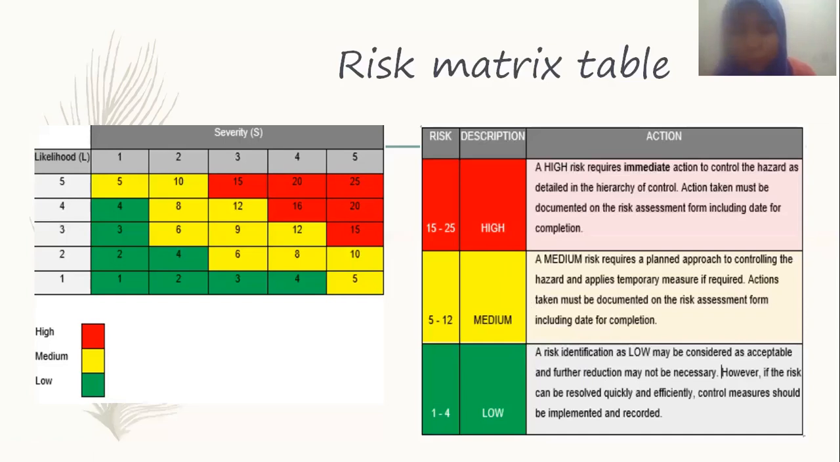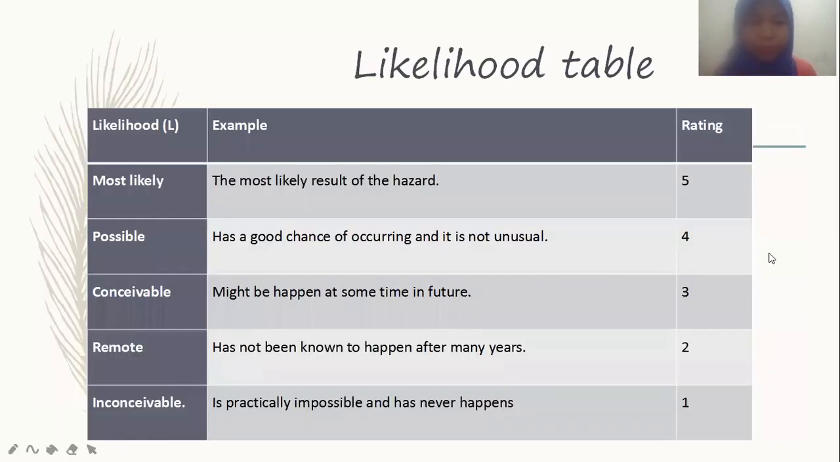For the medium, which is risk 5 until 12, a medium risk requires a planned approach to controlling the hazard and applying temporary measures if required. Action taken must be documented on the risk assessment form, including that for completion. And the highest risk, which is 15 until 25, a high risk requires immediate action to control the hazard as detailed in the hierarchy of control. Action taken must be documented on the risk assessment form, including that for completion. Okay, next slide.